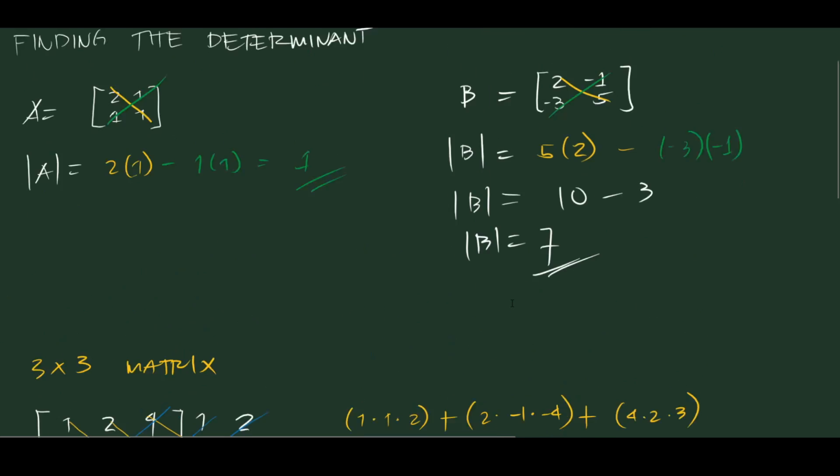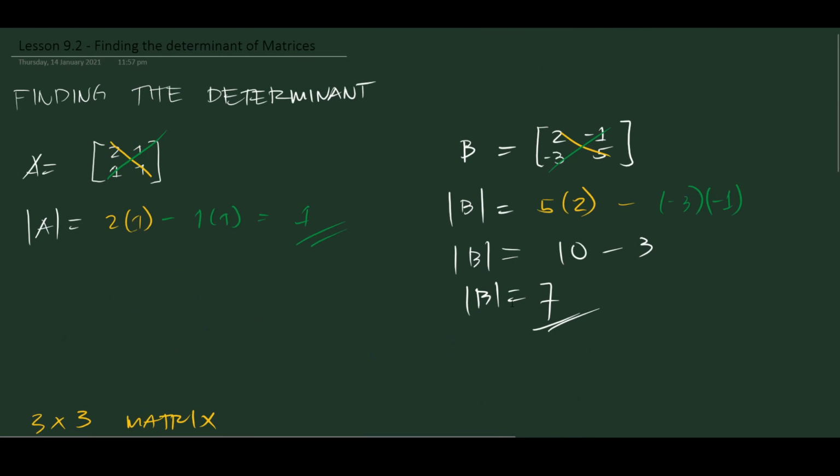So that's it for this video. We are actually going to find the determinant of a 4 by 4 matrix, which is a lot longer. You need to be very meticulous about it. We will do a separate video for that. Okay, so see you in the next one.